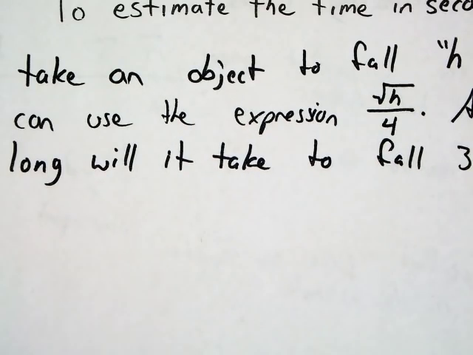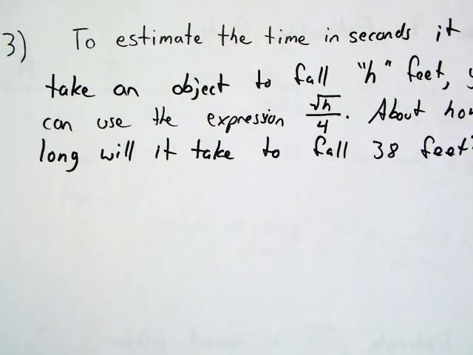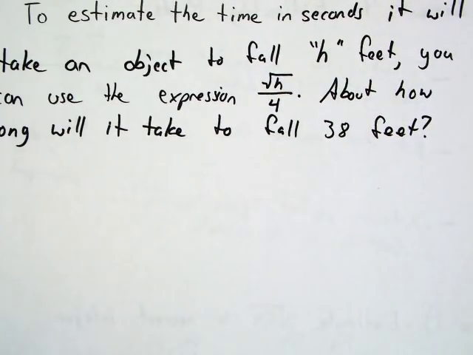Now, last example. It says to estimate the time in seconds it will take an object to fall h feet. You can use the expression the square root of h divided by 4. So about how long will it take to fall 38 feet? So in this example, what we're going to want to do is actually figure out which number 38 is closest to as far as the square root goes, and then utilize that number to help us estimate the time.